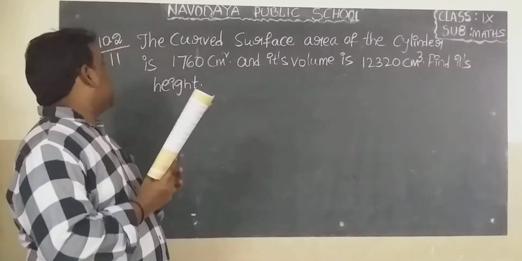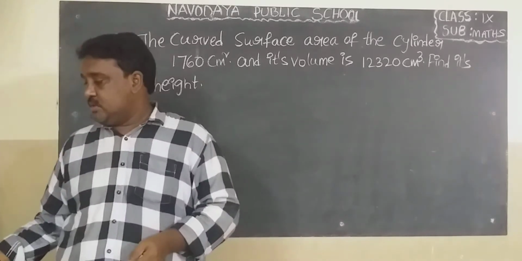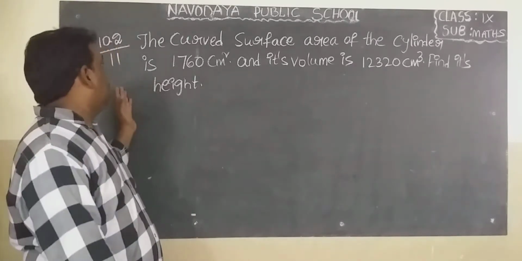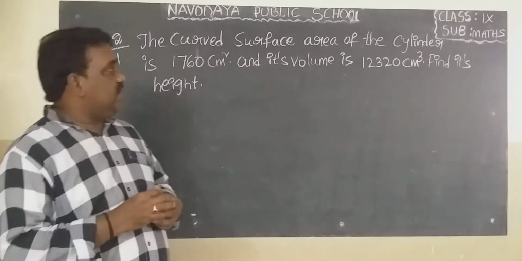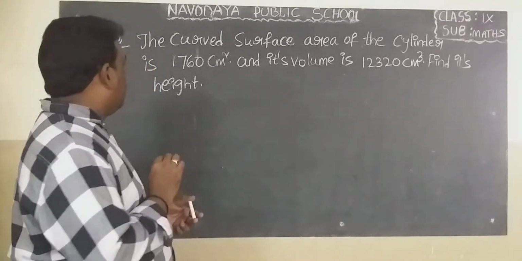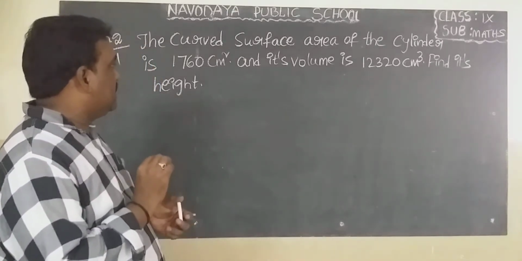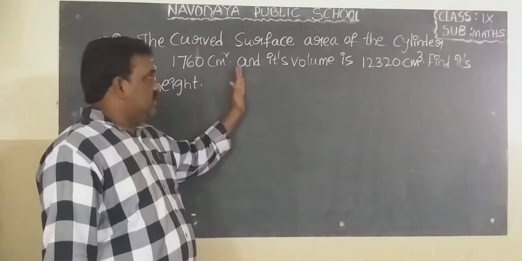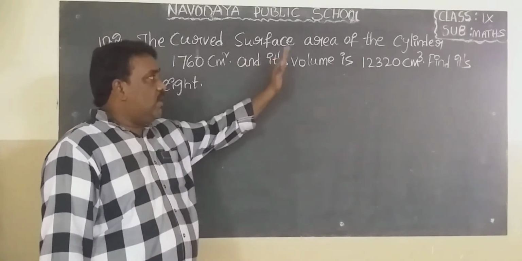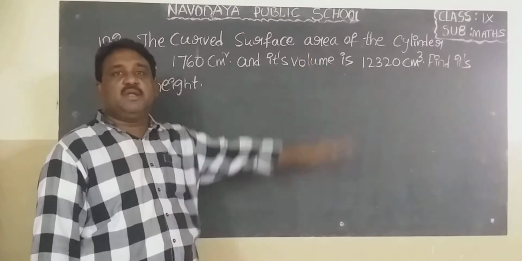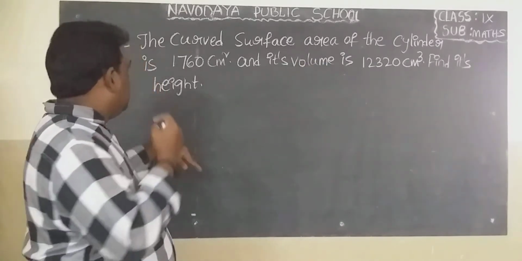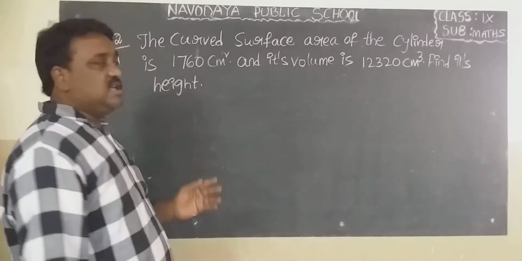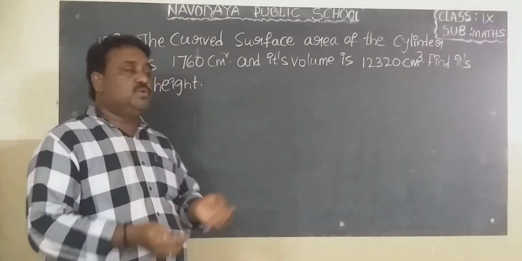Now write down the last problem in exercise 10.2. What is the 11th sum? The curved surface area of the cylinder is 1760 centimeter square and its volume is 12320 centimeter cube. Find its height. See the problem again. This is the last problem in 10.2.